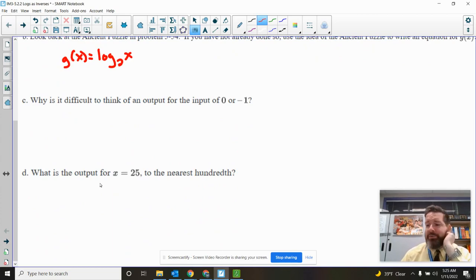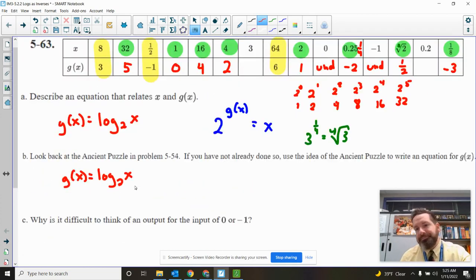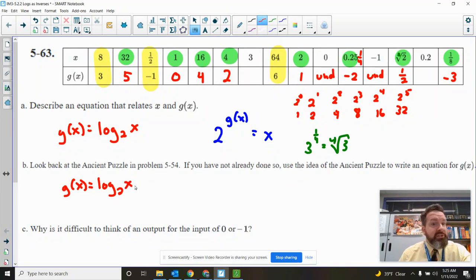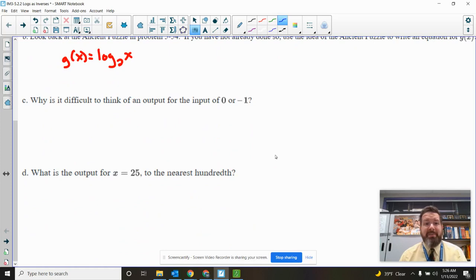Now this last one. What's the output for x equals 25 to the nearest hundredth? We're just going to do a little estimation here. Now this goes in relation with an activity we did in class. We can narrow it down a little bit. So I've got my handy calculator with me. If I want the exponent I put on 2 to get 25, well, 25 falls between 16 and 32. That means that my exponent's going to be somewhere between 4 and 5. So now it's just a matter of trying some things.